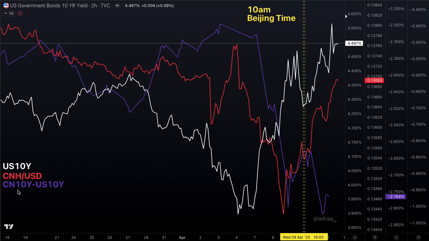Basically, the thinking is, if you can get a better yield in China than you can in the U.S., right? If this line is going up, money should flow into China, and money does flow into China. This applies generally speaking for all currencies. So what do we see?